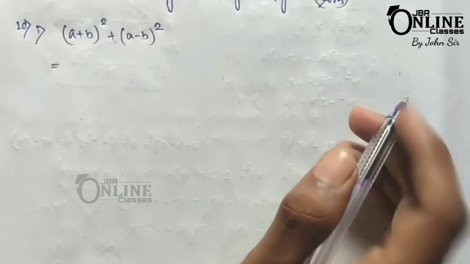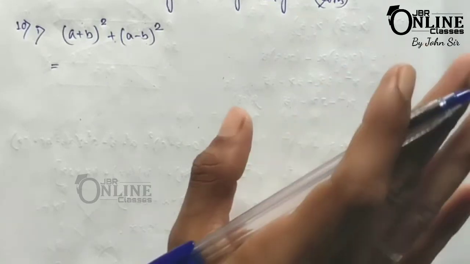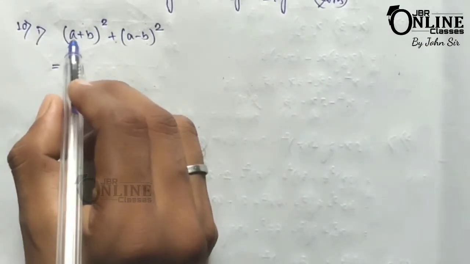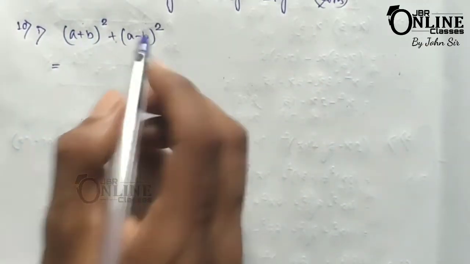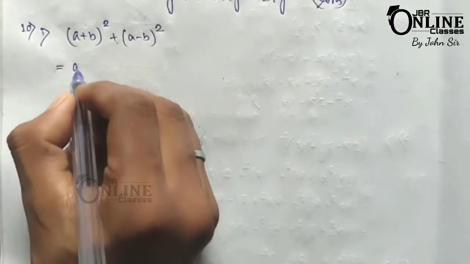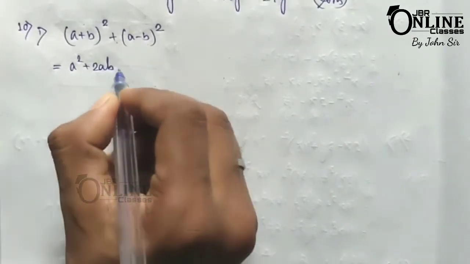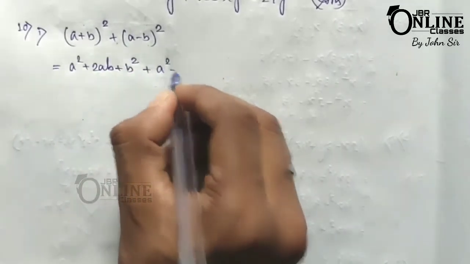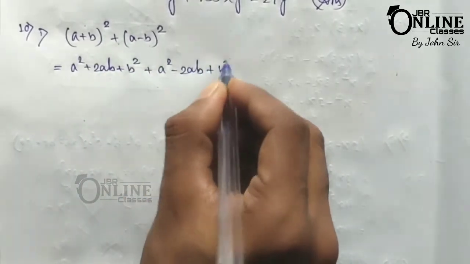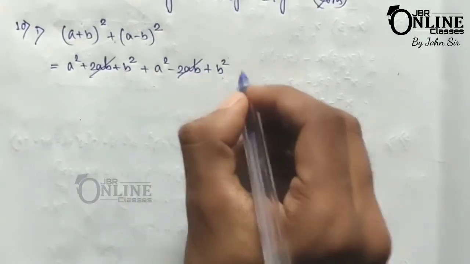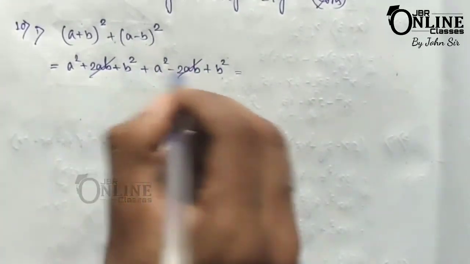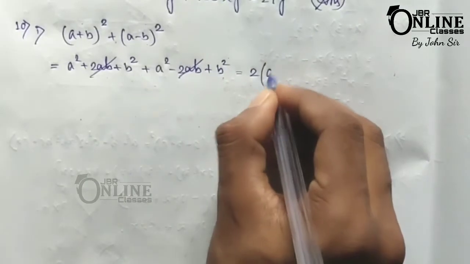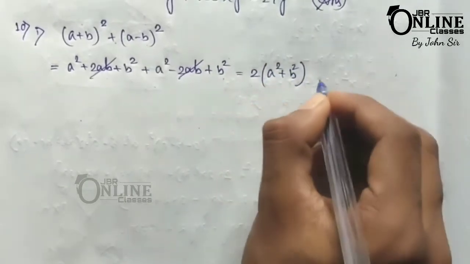Now sum number 10. In sum number 10, simplify the following. The first one is a plus b whole square, and the second one is a minus b whole square. As for a plus b whole square, the formula is a square plus 2ab plus b square, and for a minus b whole square, the formula is a square minus 2ab plus b square. So 2ab and 2ab will cancel out. So here 2a square and 2b square. So we can write 2 common, a square plus b square. That is the answer.